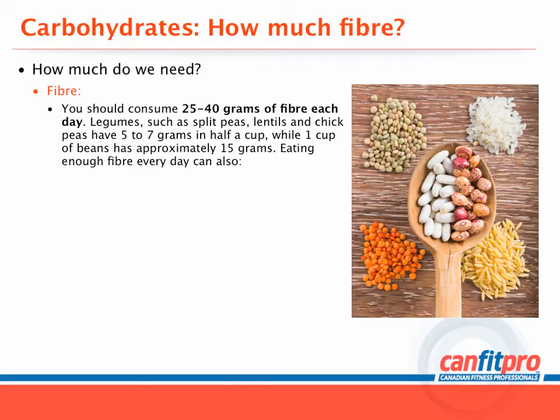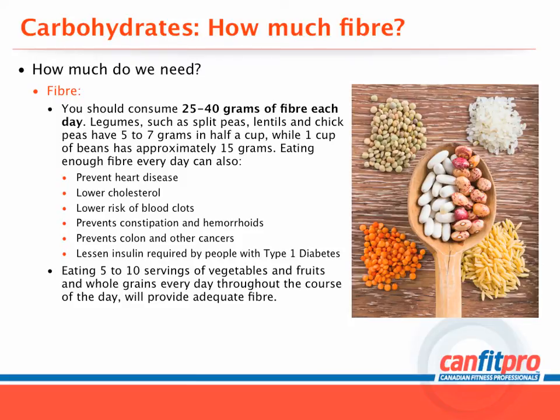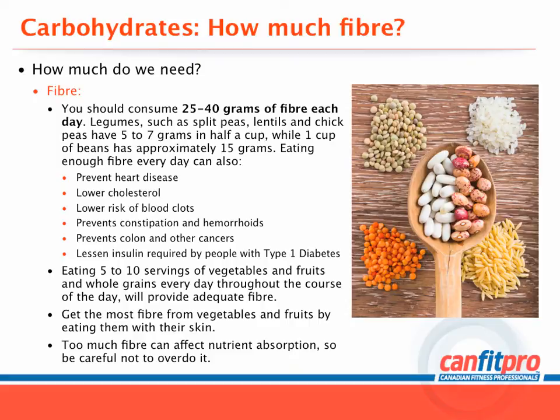Eating enough fiber every day can also prevent heart disease, lower cholesterol, lower risk of blood clots, prevent constipation and hemorrhoids, prevent colon and other cancers, and can lessen insulin required by people with type 1 diabetes. Eating 5 to 10 servings of vegetables and fruits and whole grains every day throughout the course of the day will provide more than adequate fiber. Get the most fiber from vegetables and fruits by eating them with their skin. Too much fiber can affect nutrient absorption, so be careful not to overdo it either.